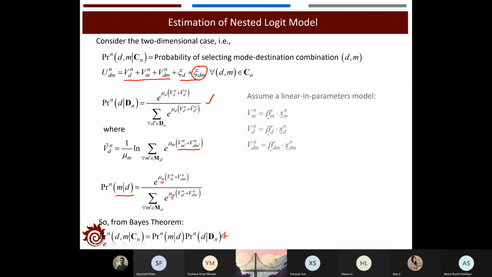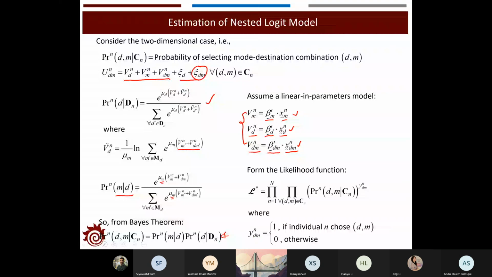And then we also assume that there exists a linear relationship between the deterministic utility and the attributes. So Vm equals beta m times xm, Vd equals beta d times xd, and Vdm equals beta dm times xdm. So beta m, beta d, and beta dm are the coefficients applied for us to estimate the deterministic component, and xm, xd, and xdm are the attributes for the estimation of each deterministic component.